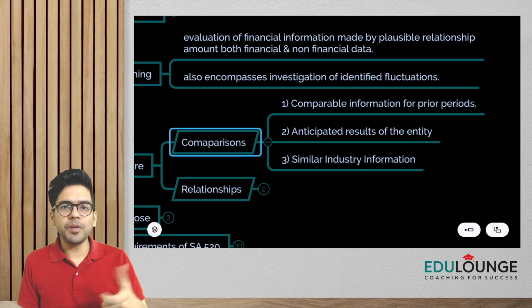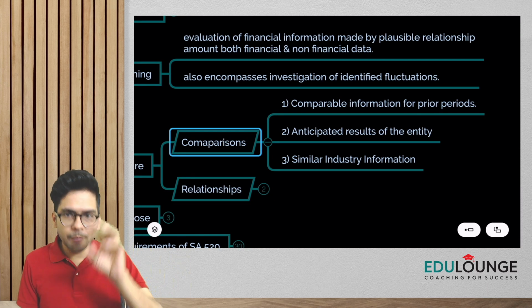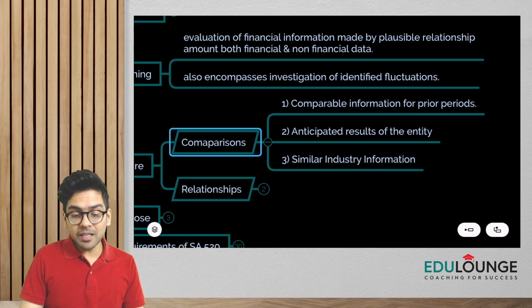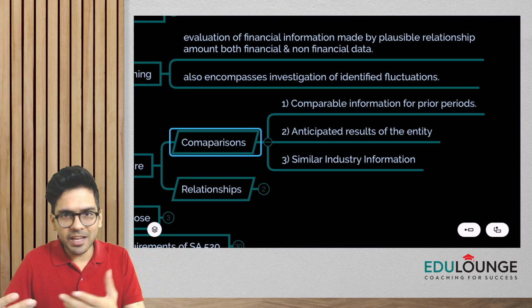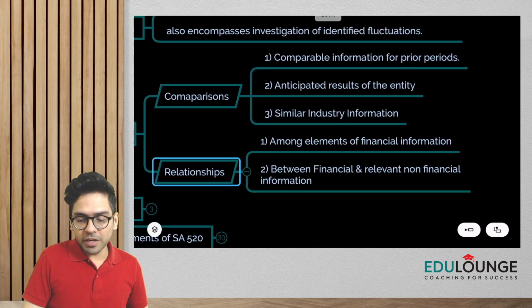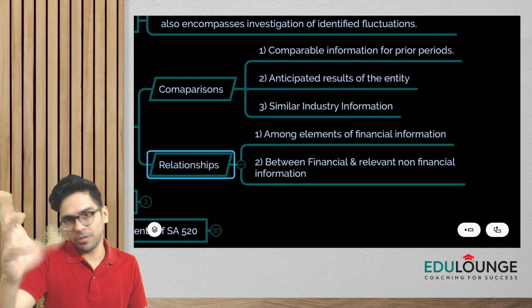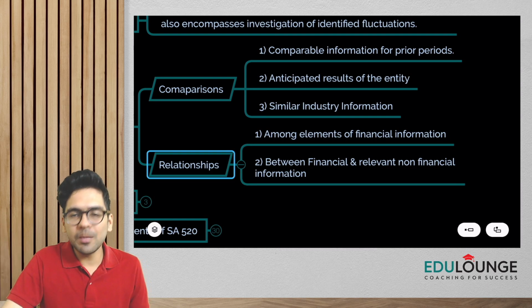Let's say the GP ratio in this industry is this much, so we can compare the GP ratio of our client with that of the industry data. So these are comparisons. And when I say relationships, guys, relationships again in layman's terms means ratios. Okay, so ratios can be among elements of financial information. Like for example, GP ratio, it's between the elements of financial information.